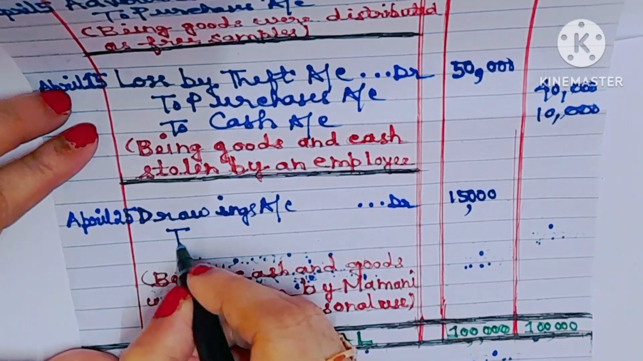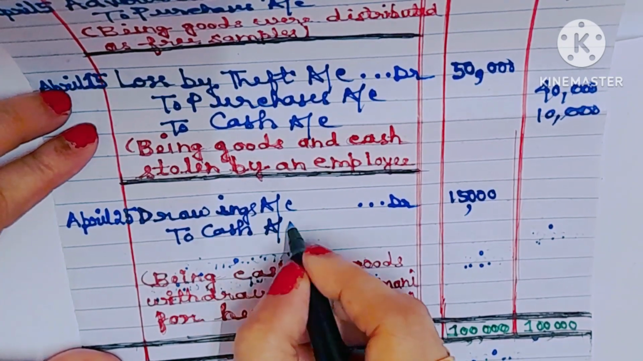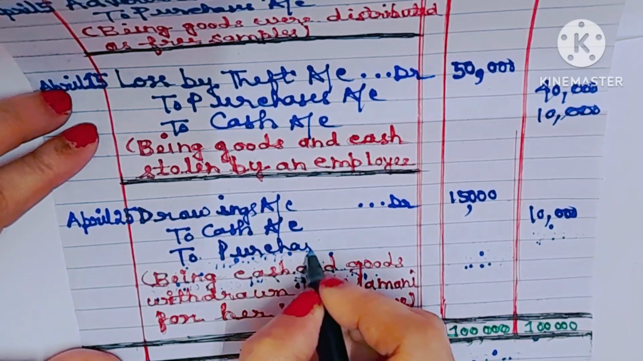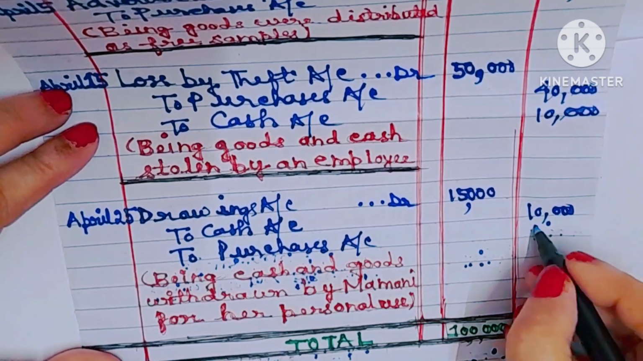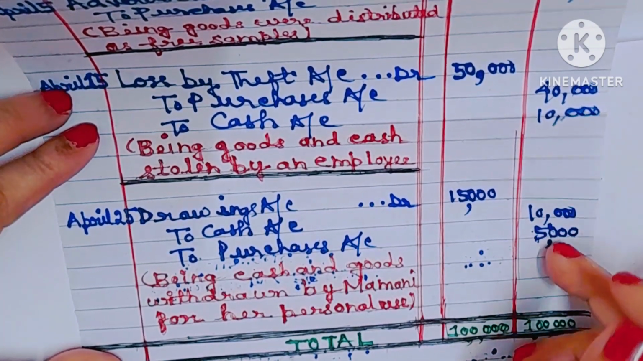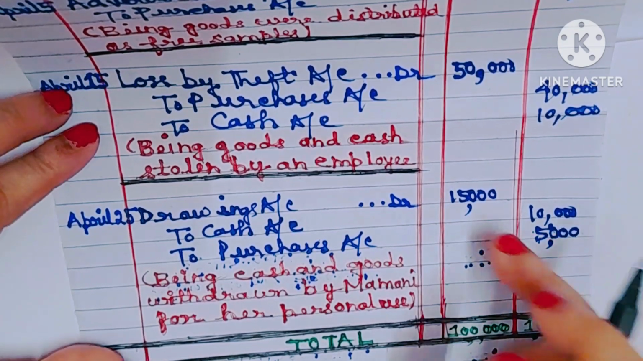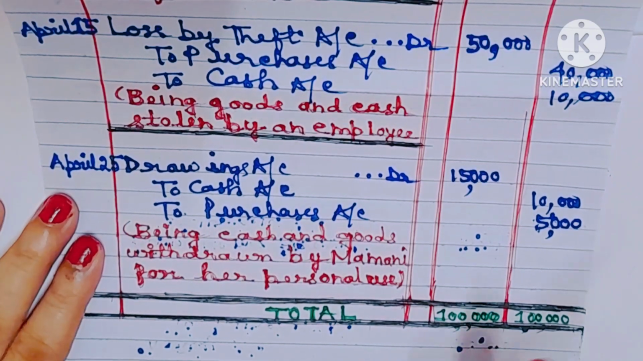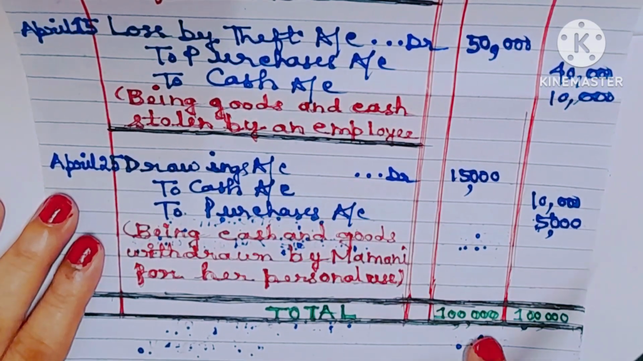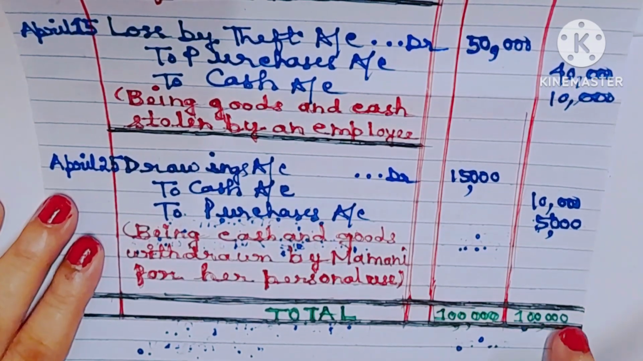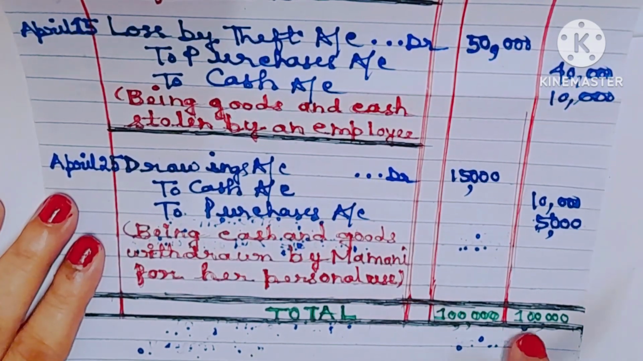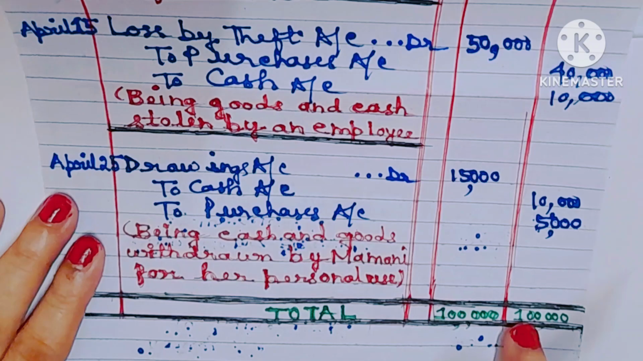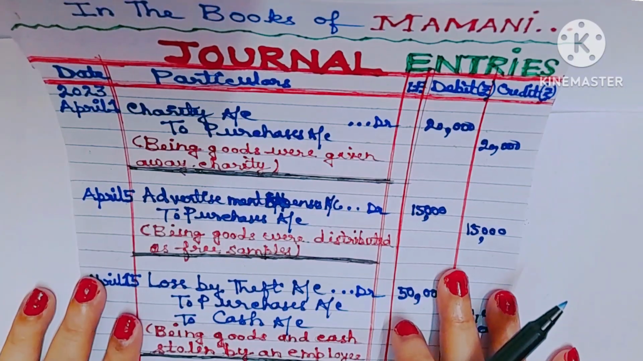To cash account 10,000. I've shown you the rough work. Cash account 10,000, to purchases account 5,000. So, if you add up these two, 10,000 plus 5,000 will be 15,000. Always remember, debit should be equal to credit. Okay. So, if you add up the total of debit column, you'll get rupees 1 lakh. And if you add up the total of credit column, you'll get rupees 1 lakh also. Please remember, the total of debit column should always be equal to the total of credit column. Now, your journal entry is complete.